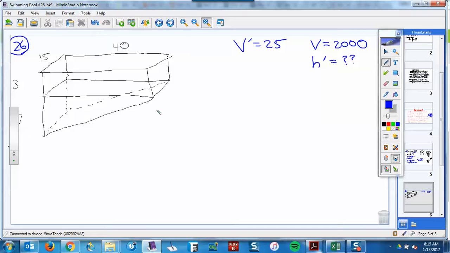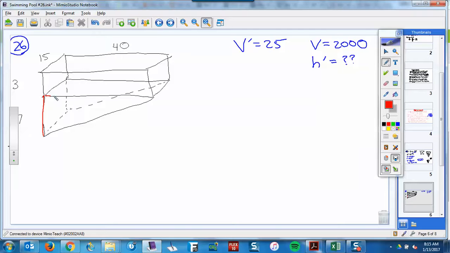Now what happens once it gets to here? It's going to be constant the rest of the time, right? Because you're putting it in at a constant 25 cubic feet per minute. So once it gets into this upper section, it's just going to be rising at a constant rate the rest of the time. So the key is we need to know how much water is down in this bottom section, right? Are we in the bottom section or are we in the top section? So we need to know the volume of that bottom section. So what's the volume of the bottom section?